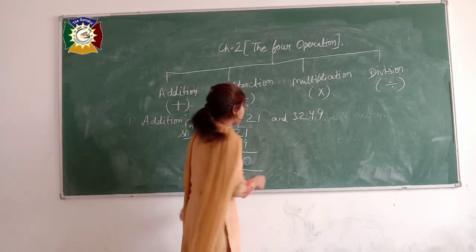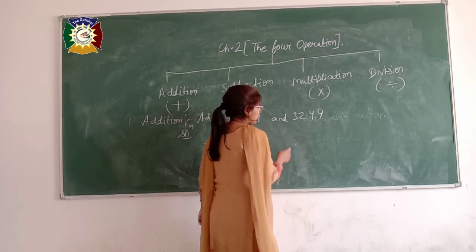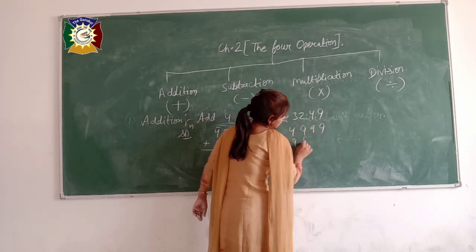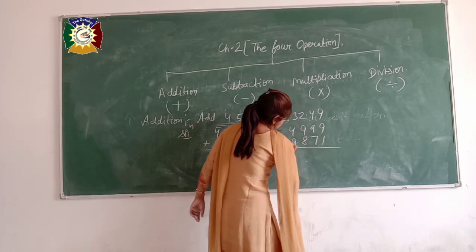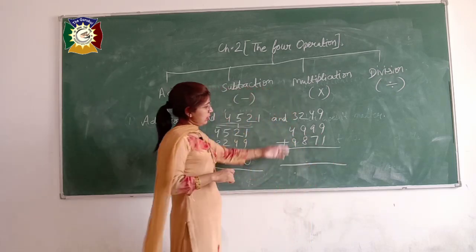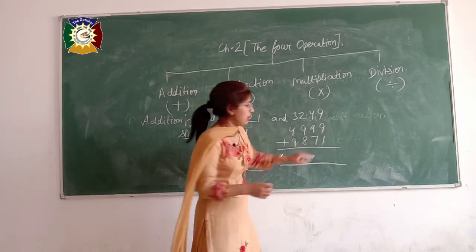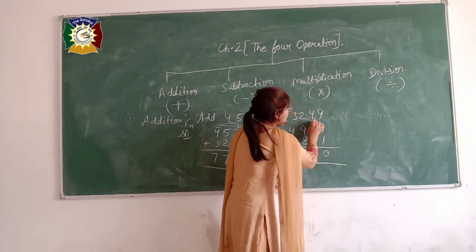Similarly, you can do another example. If you want to add two numbers, 4, 9, 9, 9 and 9, 8, 7, 1, like this, what will you do? You have to add from the right. 9 plus 1 is 10. Keep 0 here and put the carry here.